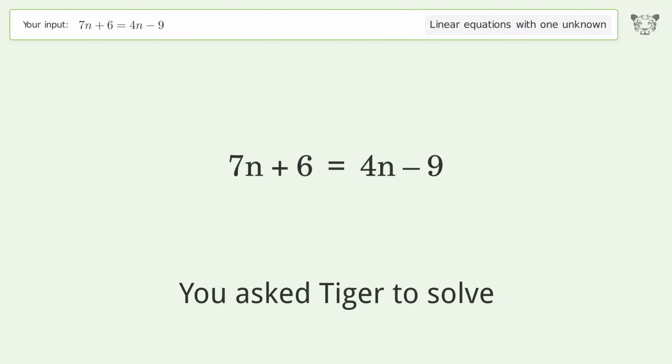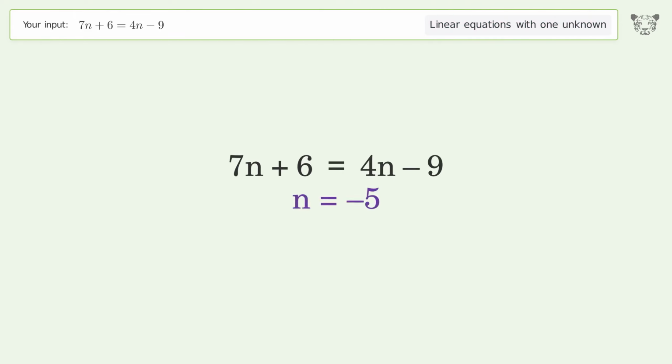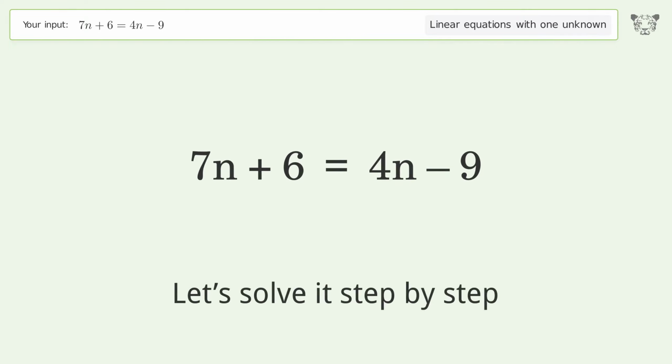You ask Tiger to solve this. This deals with linear equations with one unknown. The final result is n equals -5. Let's solve it step by step.